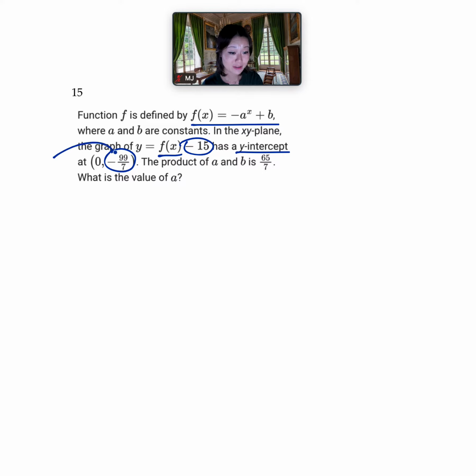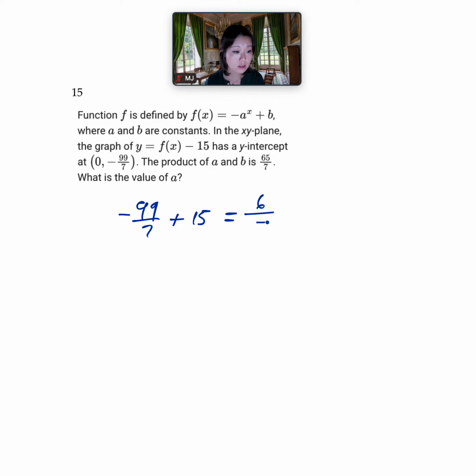Boy, okay, chance to take out our calculators for that. But kind of like a murder mystery, right? So we can work backwards here. If after the 15 going down, we're at negative 99 over 7, that must mean that if we work backwards, we can get to where we were in the first place. So let's try that. We do 99 over 7, and we add 15 to that. Just let our calculators do the work here. We're supposed to get 6 over 7. So that means that the y-intercept of this guy is going to be 6 over 7.